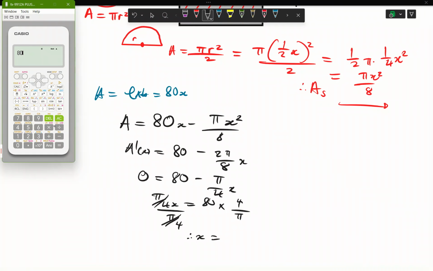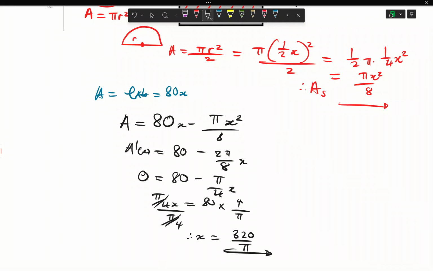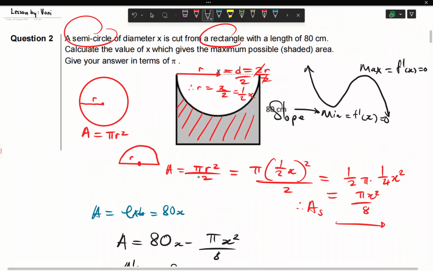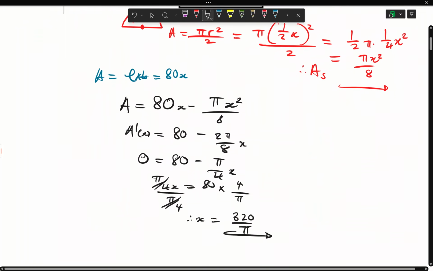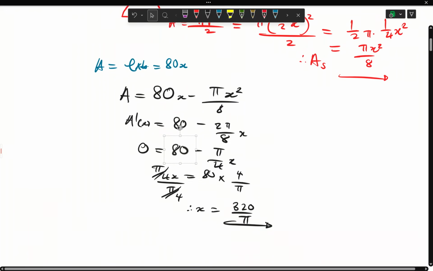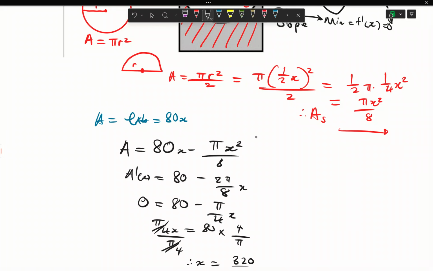This is 80 multiplied by 4, which gives us 320. So x is 320 all over pi. This is the value of x at the stationary point. Now, to prove whether this x gives us the maximum possible area, you simply take the second derivative. When you take the second derivative, this is your first derivative.